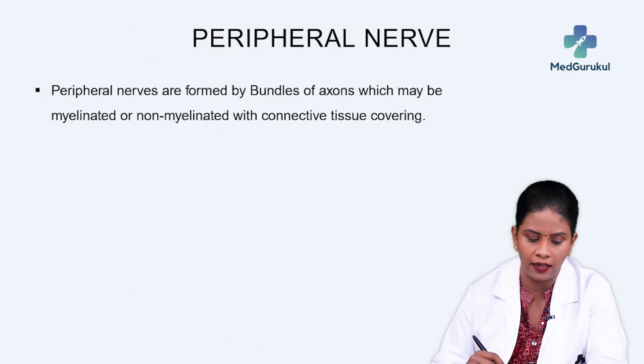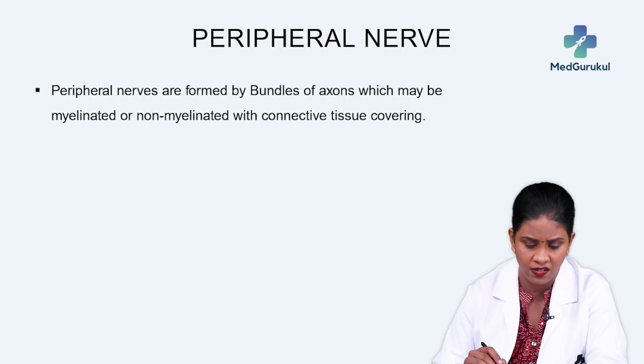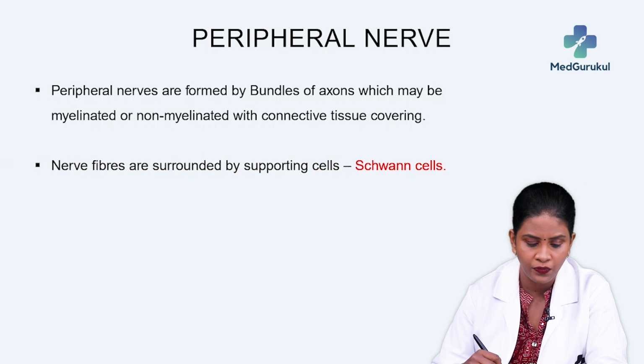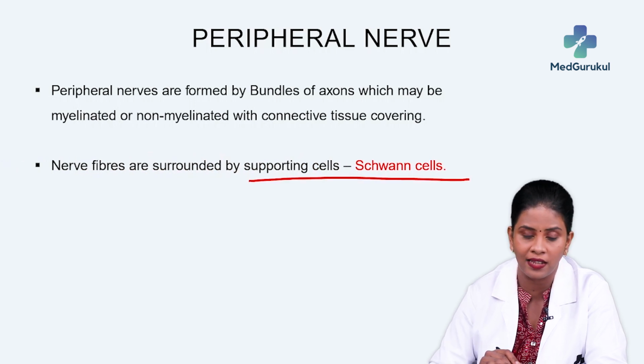Coming to the peripheral nerve. So, these peripheral nerves are formed by bundles of axons which we saw in the previous picture, which may be myelinated or non-myelinated with the connective tissue covering. Nerve fibers are surrounded by supporting cells, the Schwann cells.